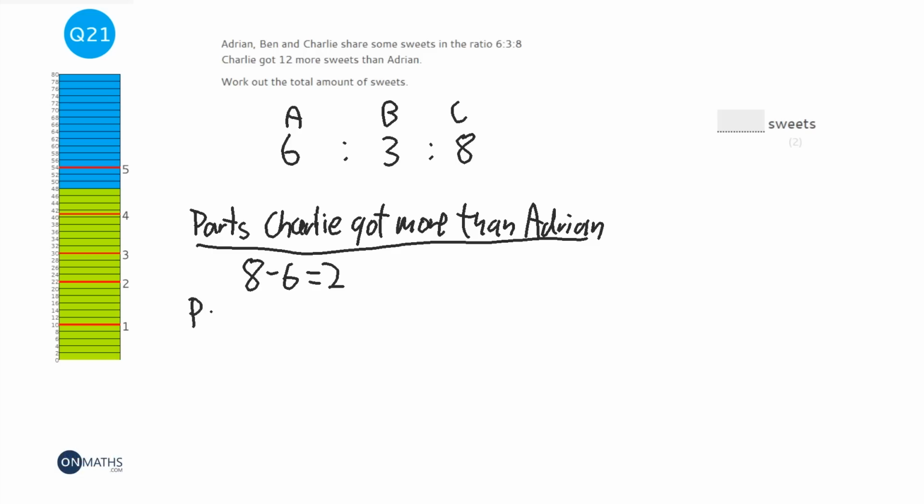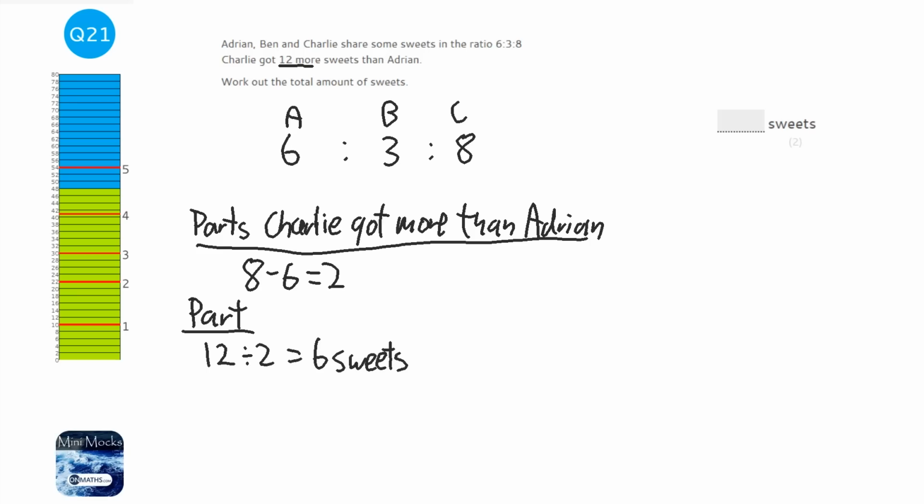And so let's see what 1 part is worth. Those 2 parts equate to 12 more sweets. So we do 12 divided by 2, 6. So each part is worth 6 sweets. And it says work out the total amount of sweets. So we need to work out how many parts there are in total. So we do 6 plus 3 plus 8.